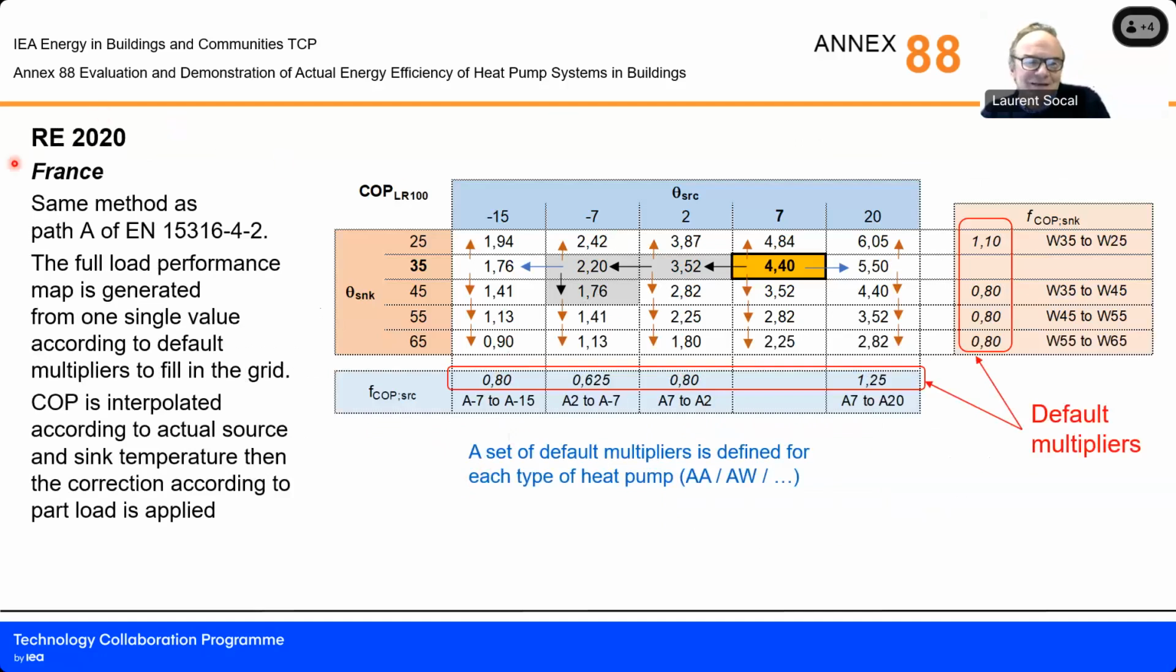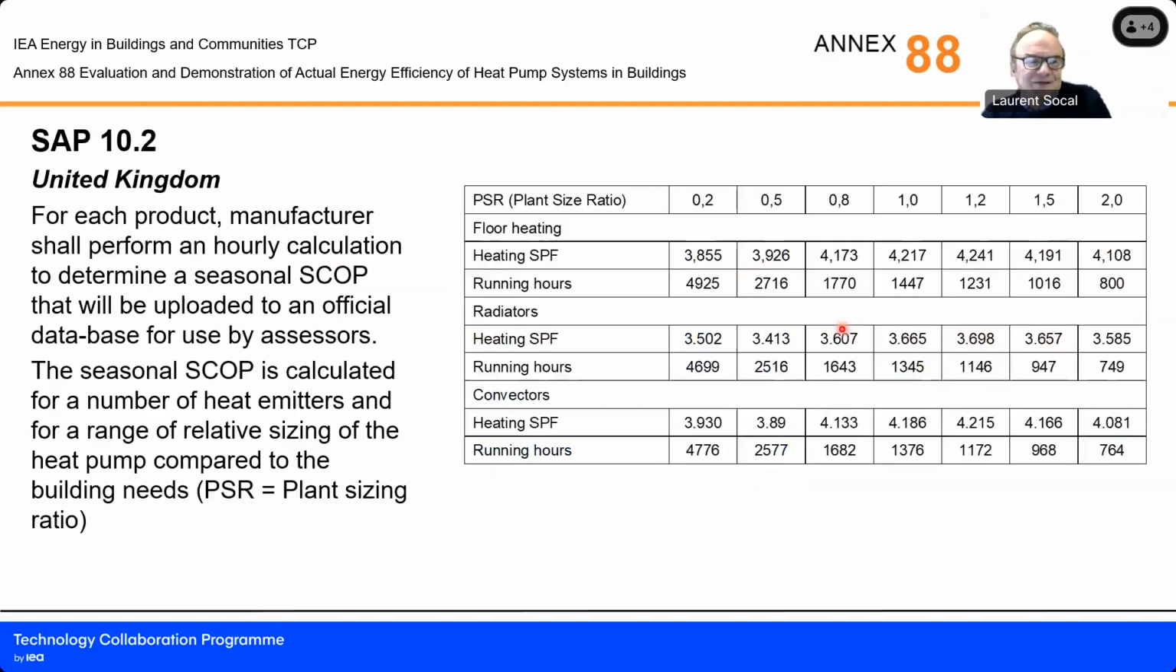And here you can see in France, for example, they also use path A, just the same method, and they use a seed value. So you have your COP, 3.5, and you have multiplication coefficients, which are default. And to calculate the next value of the map, you just apply these fixed calculation multiplication factors. Of course, this is flattening all products. And of course, they are all the same in this case.